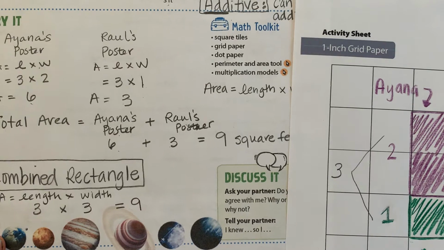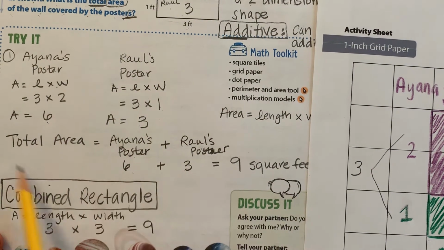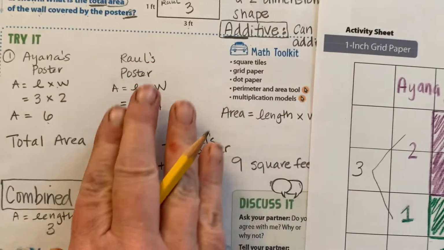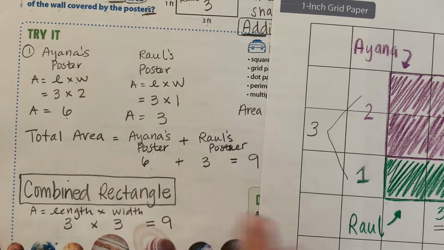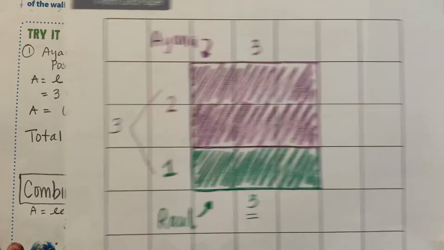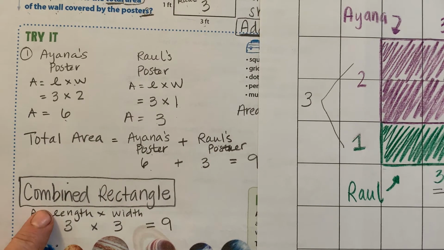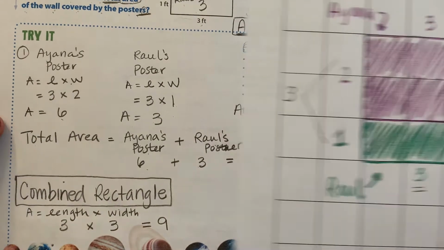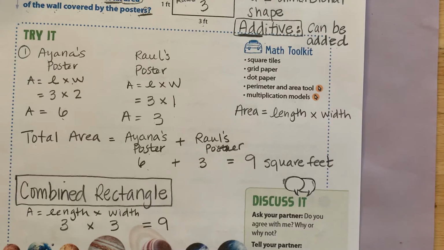It is. So there's 2 ways to do this. We can use our additive strategy where we add Ayana's poster area and Raul's poster area, or we can just combine it and make one big rectangle, and we call that a combined rectangle. Say combined rectangle. Very good. Combined means we put them together. Okay, let's go ahead and turn the page over.